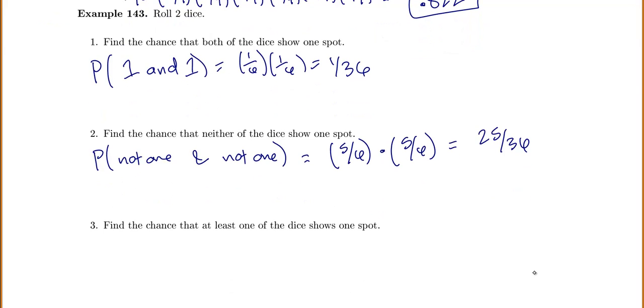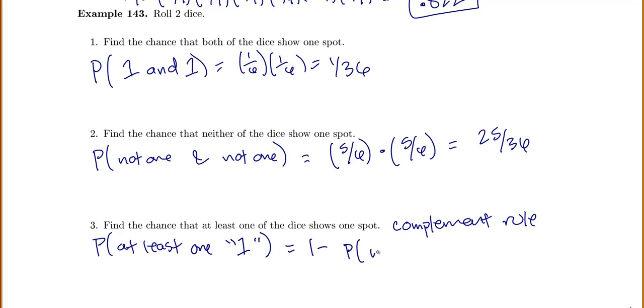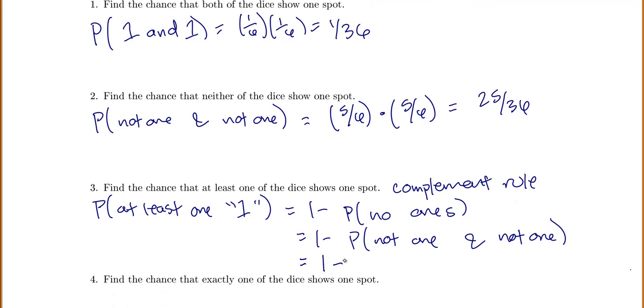Number 3, find the chance that at least one of the dice shows 1 spot. So this sounds like the complement rule. The probability of at least 1 is 1 minus the probability of no 1s. And to get no 1s, we're rolling our dice twice, so we need to get a not 1 and a not 1. So this will be 1 minus the answer that we found up in number 2, because that was not 1 and not 1, so 1 minus 25 out of 36, which should give me 11 out of 36.